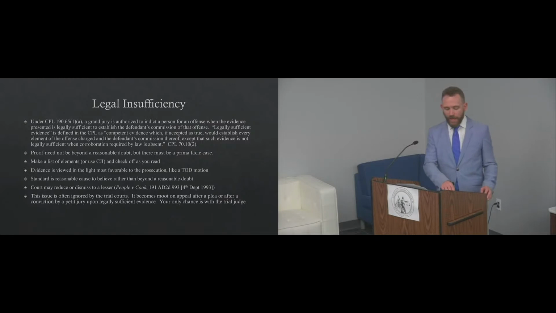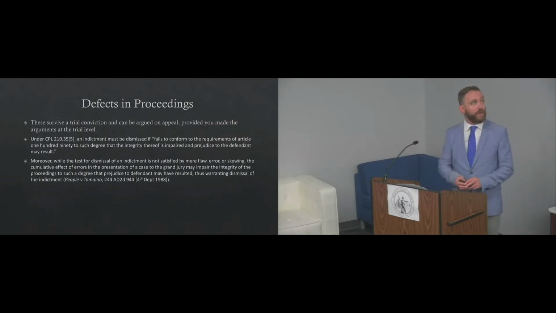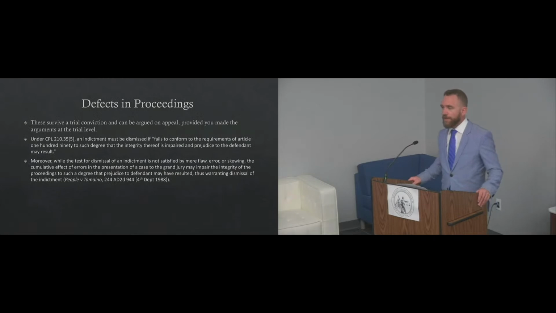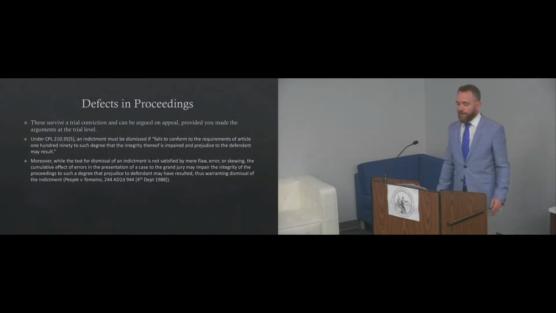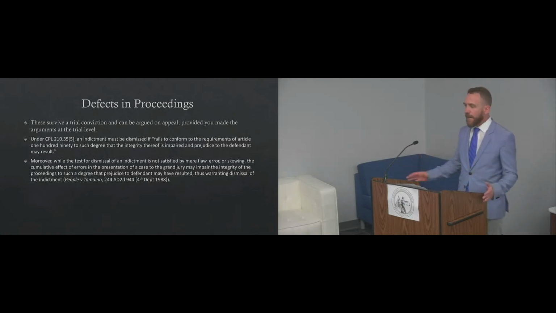Now, unlike the legal insufficiency argument, if you're arguing that there were defects in the proceedings that prejudiced your client, these survive a trial conviction and they can be argued on appeal, as long as you make the arguments and preserve them at the trial level. So if you notice a couple things, inadmissible evidence being brought in at the grand jury, or a reference to your client having a criminal record or something like that, if you don't argue that, the appellate attorney can never go back and argue that. It's not going to be preserved.